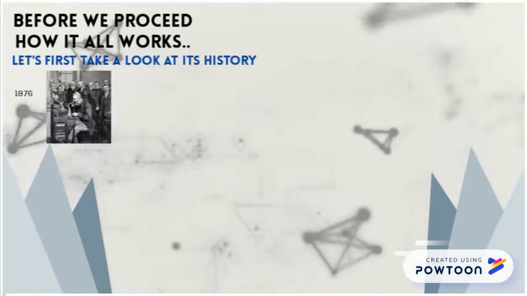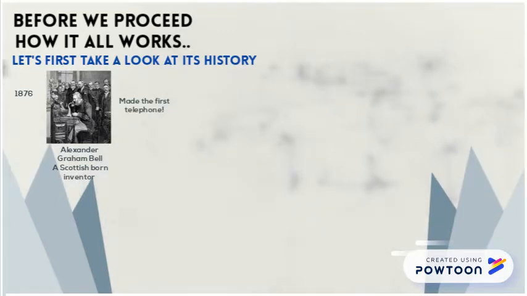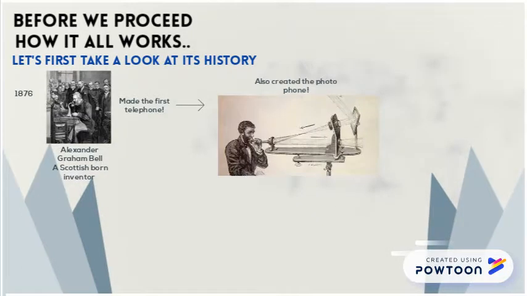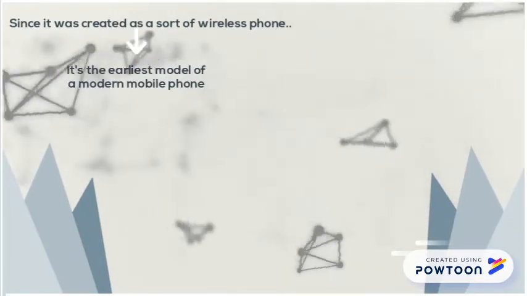In 1876, Alexander Graham Bell, a Scottish-born inventor, made the first telephone. A few years later, he would also create the photophone. It can send and receive phone calls using light beams. Since it was created as a sort of wireless phone, it is the earliest form of the modern mobile phone.